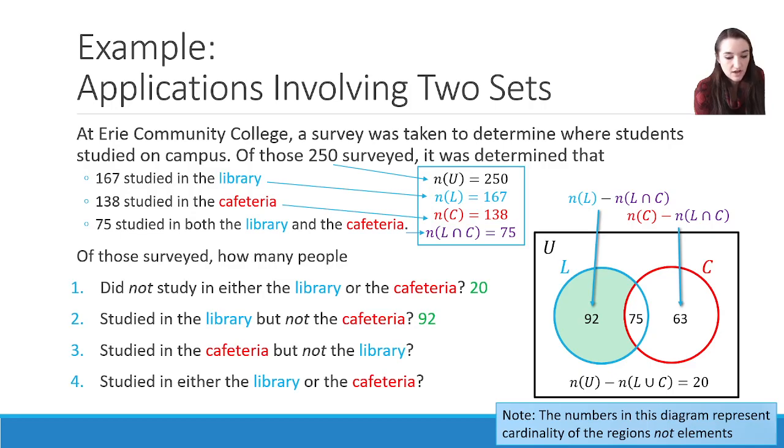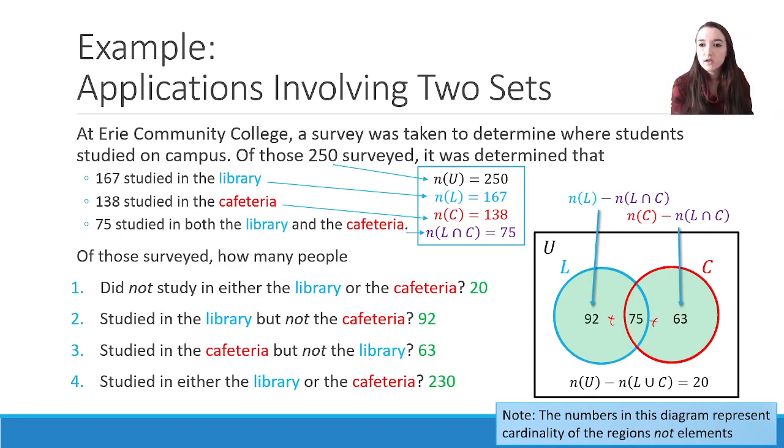In the cafeteria but not the library, same argument. We start with the cafeteria circle, but we ignore that 75 because that's the 75 in common with the library. So we get 63. And how many studied in either the library or the cafeteria? Remember, or means union. So we're saying, how many studied in at least one of the two? Well, that's all of this. And so we add up these three numbers and we get 230.